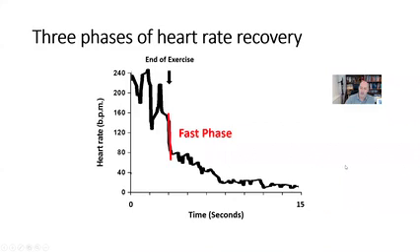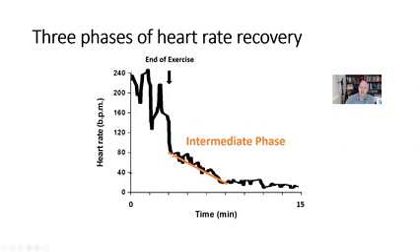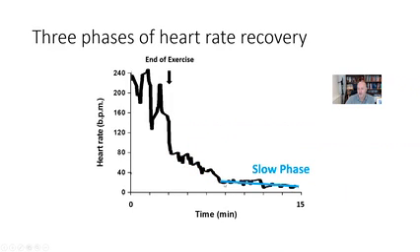In a lot of horses, we can see 3 phases of recovery. The first is a very rapid phase that happens in the first minute or so. We then see a slower intermediate phase, and then we get the really slow phase once the horse is usually back in its stable.